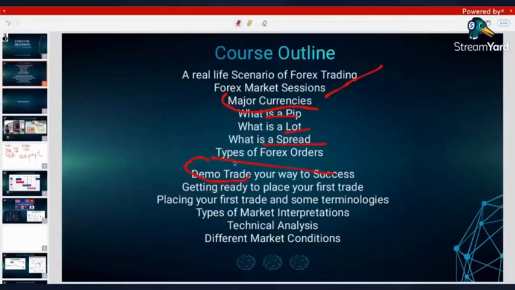As a new beginner, it's advisable you start with demo trading. Then we get ready to place our first trade. We look at the different terminologies in the trading software. Then I go to different types of the market interpretation, talking about the fundamental analysis and technical analysis. Then I'll be rounding up with different market conditions.